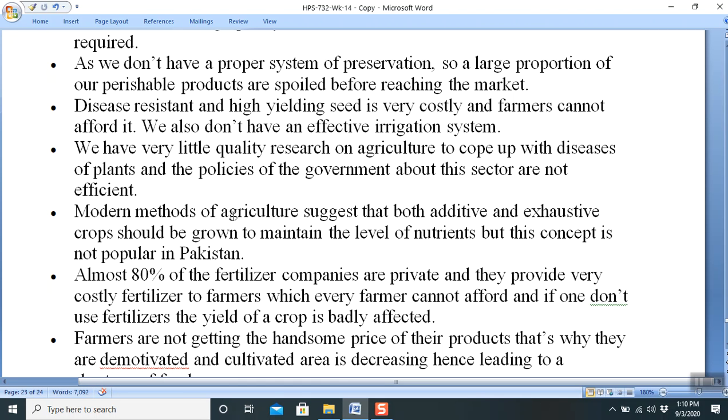Modern methods of agriculture suggest that both additive and exhaustive crops should be grown to maintain the level of nutrients, but the concept is not popular in Pakistan. It means that all kinds of crops should be grown, and don't let your land remain empty.